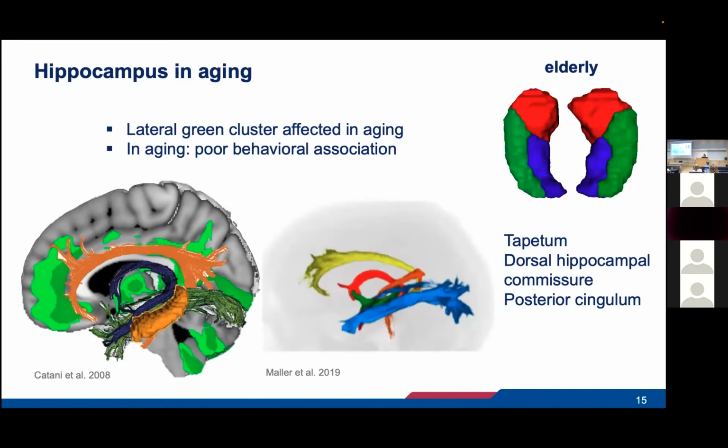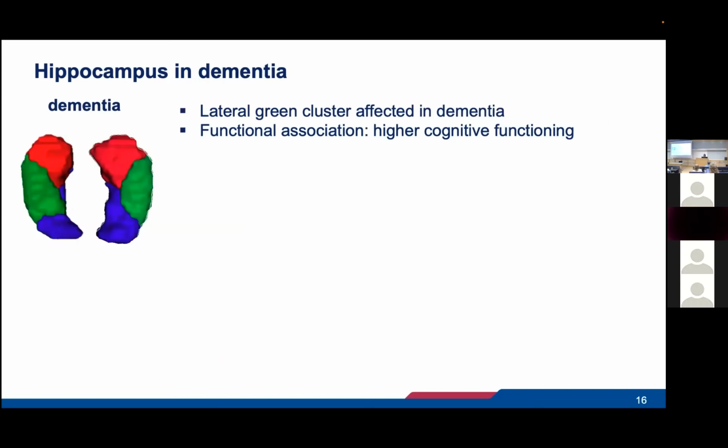On the other hand, we had the impression that this blue cluster was more related to the inferior longitudinal fasciculus, based on its behavioral characterization. In dementia, however, we saw that the hippocampus follows more a functional division.